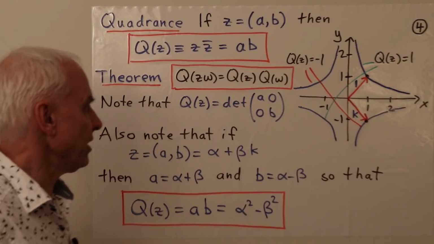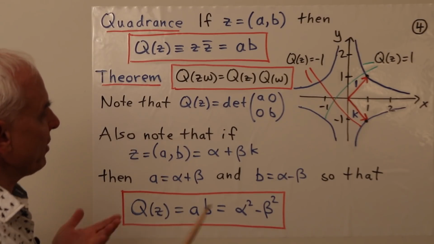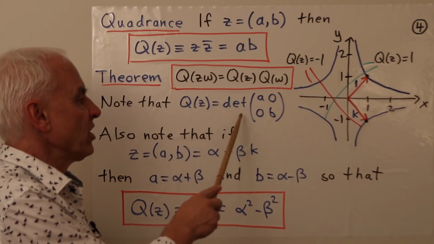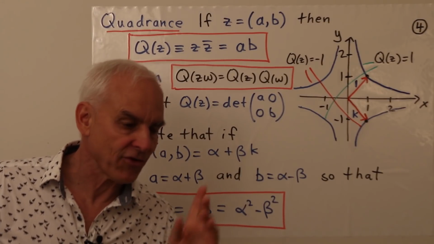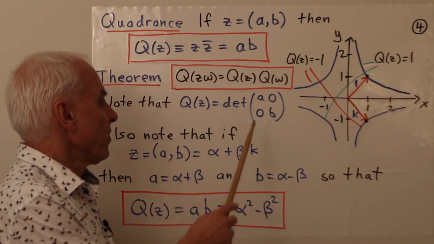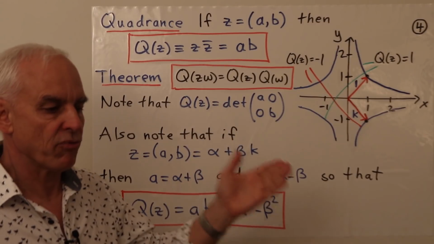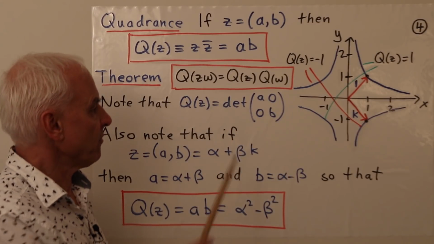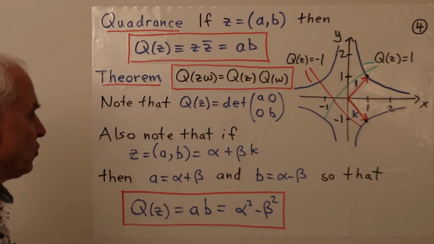So it's immediate. Also we can get at this formula by recognizing that this quadrance is just the determinant of the associated 2 by 2 matrix. That's the same that happened in the blue and in the red geometries. So this is just a manifestation of the determinant property: when you multiply two matrices, the determinant is the product of the individual determinants.